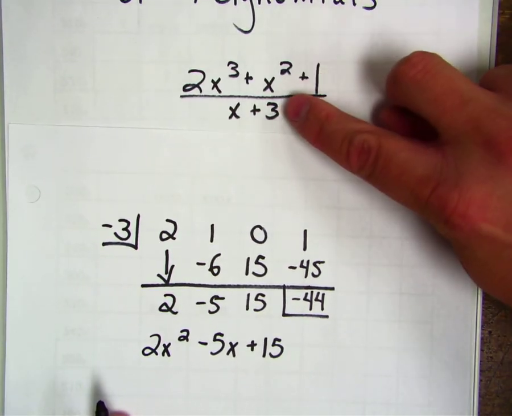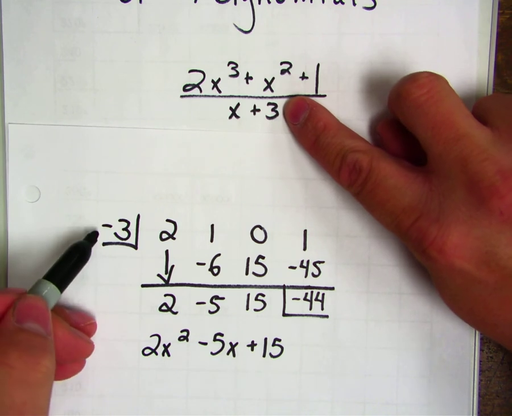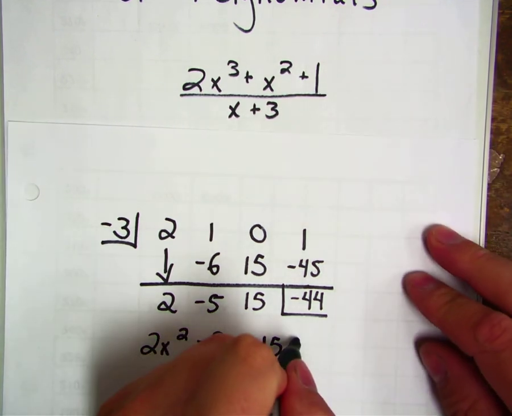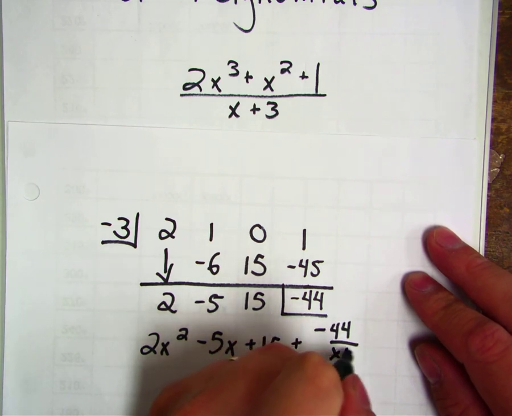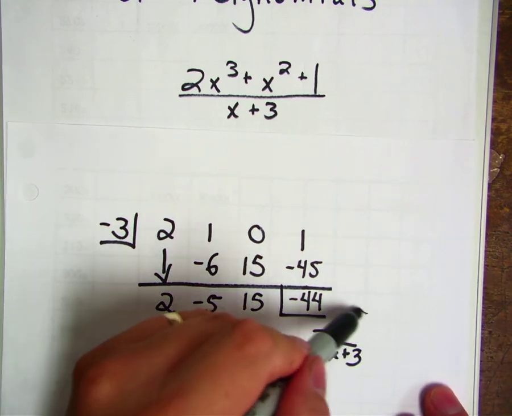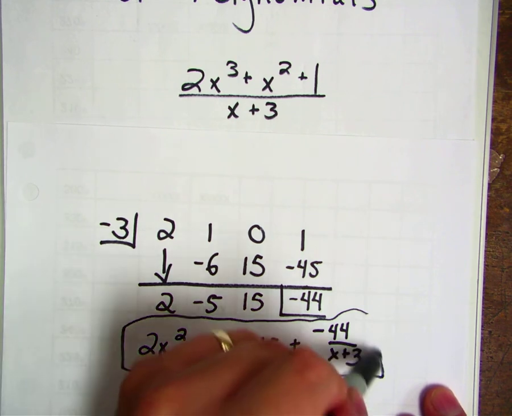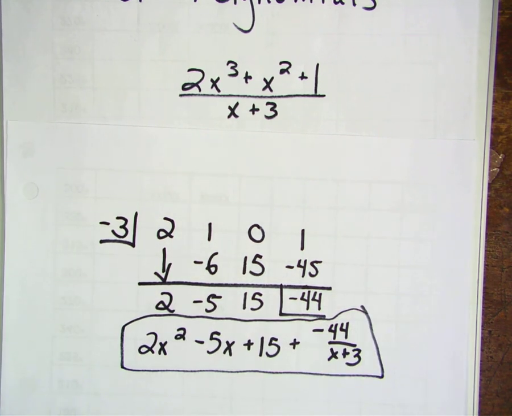And so remember, our divisor is x plus 3, not just a negative 3. It's the x plus 3. And so we'd have plus a negative 44 over x plus 3. And so right there we've got our quotient plus our remainder written in that mixed number form that we're going to like to use.